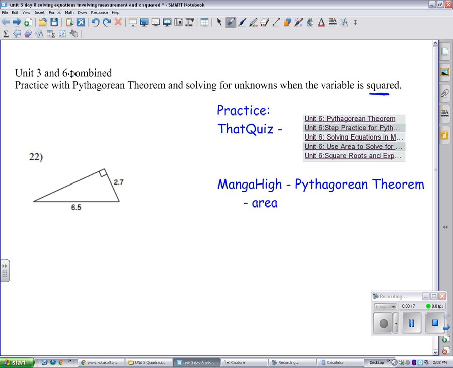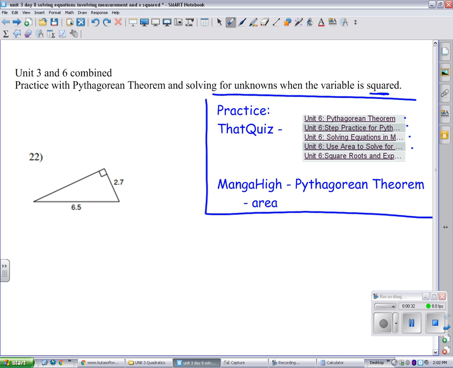So some practice that we would work on will be from that quiz, and so these ones about Pythagorean theorem will help us with Pythagorean theorem, solving equations involving measurement, solving equations with area. We'll look at those. Also, you can practice with Manga High. Anything about area or Pythagorean theorem will be helpful.